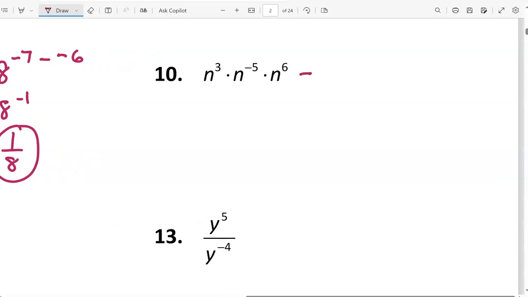For number 10, the bases are like again, so we'll keep the base and add the exponents. 3 plus negative 5 plus 6 is 4, so the final result is n to the 4th power.